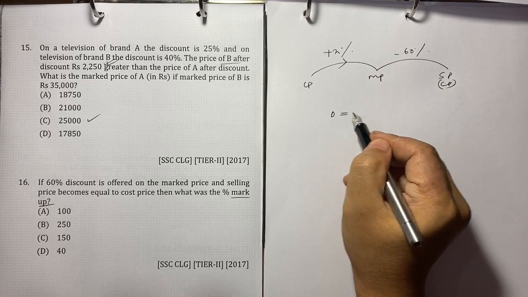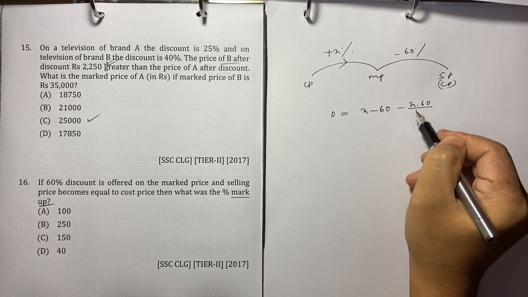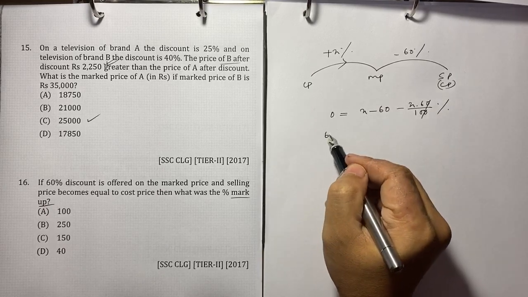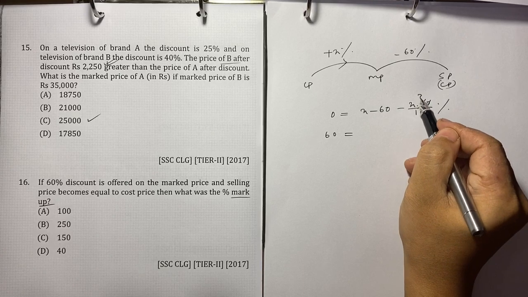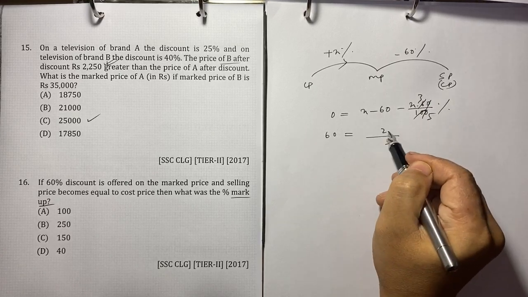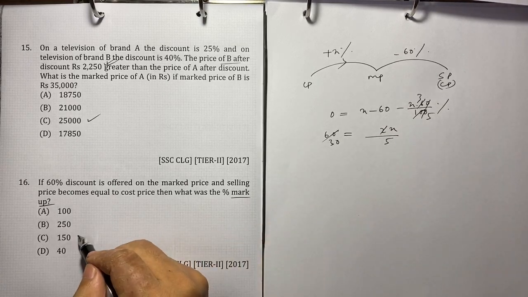So 0 equals x minus 60 minus x into 60 divided by 100. So 60 is 3 by 5. 5 minus 3, 2, cancel, 30. Answer will be 150%.